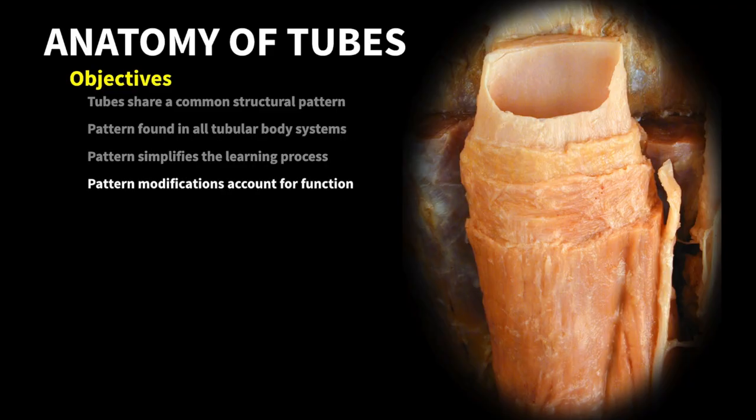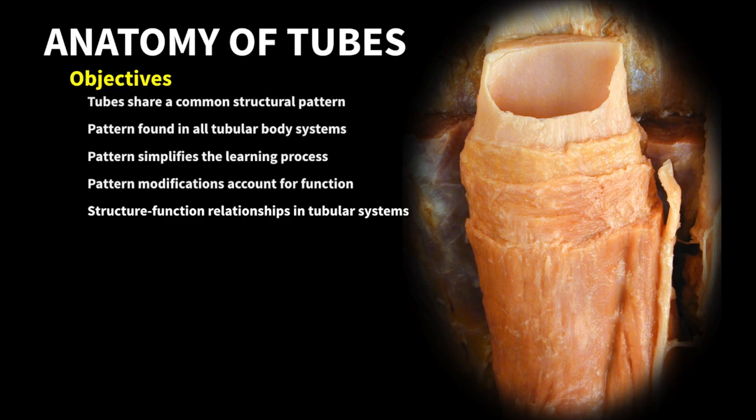Modifications of this pattern account for the function of the tube. These modifications allow us to understand the structure-function relationships of tubular systems as we apply critical thinking to our understanding of anatomy. Now, with these objectives in mind, let's explore the anatomy of tubes.